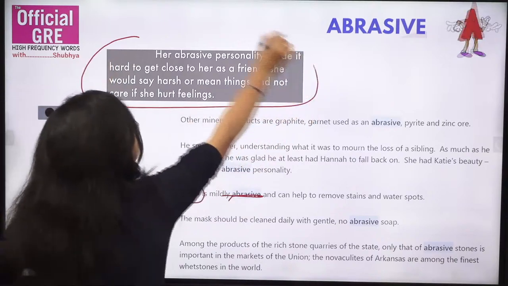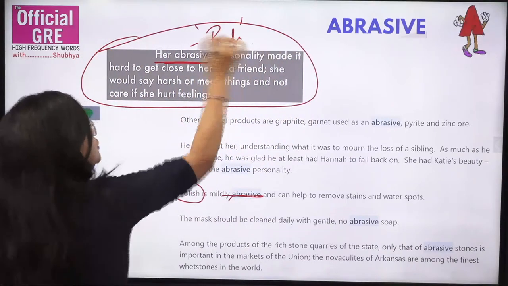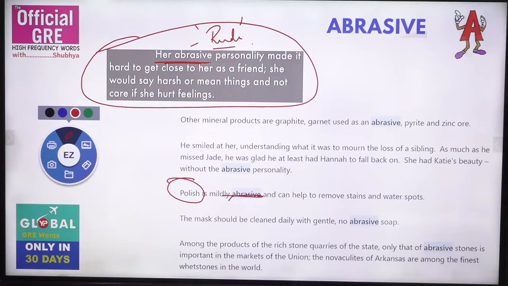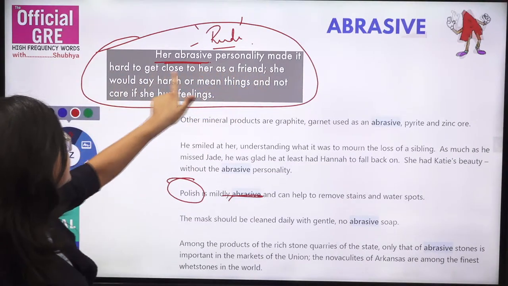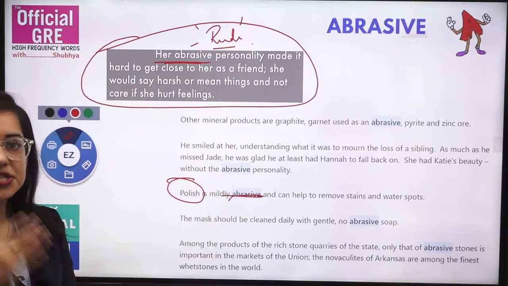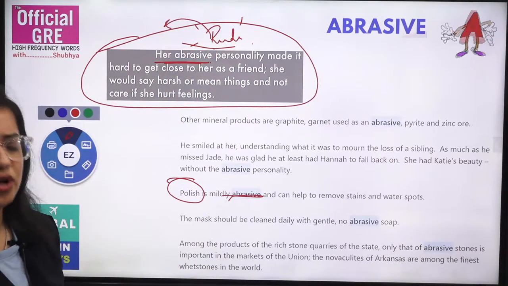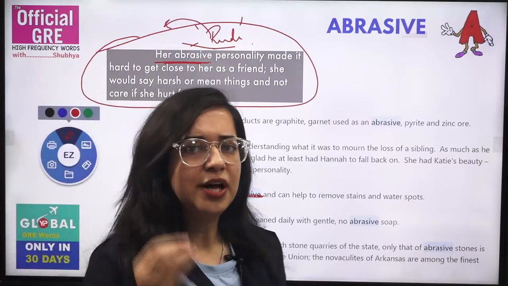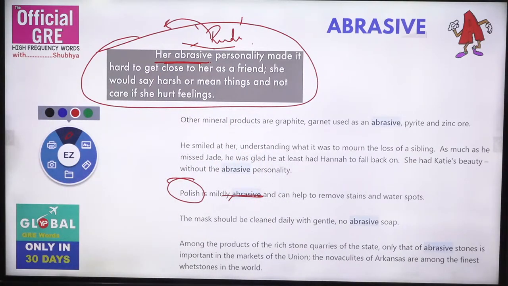Her abrasive personality, this is something I mentioned before also. Her rude, her not so kind, very bad personality, tough personality, that is termed as the abrasive personality. Made it hard to get close to her as a friend. She would say harsh or some mean things and not care if she hurt feelings. So that is termed as abrasive. That is a person who is very new to you. Wo kuch achha hi nahi bolega aapko, bahut buri tarah bolega aur aapko kya hoga? You won't like to be friends with that person, right? So this is the meaning of abrasive.